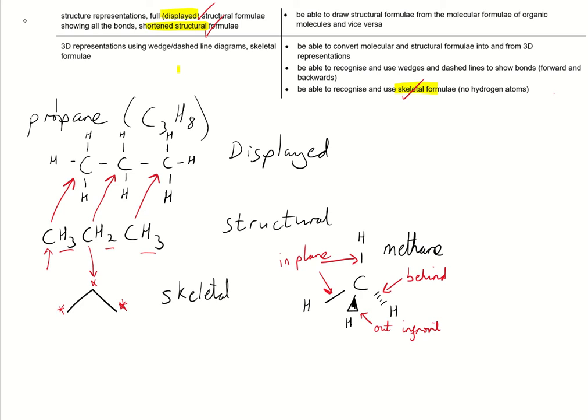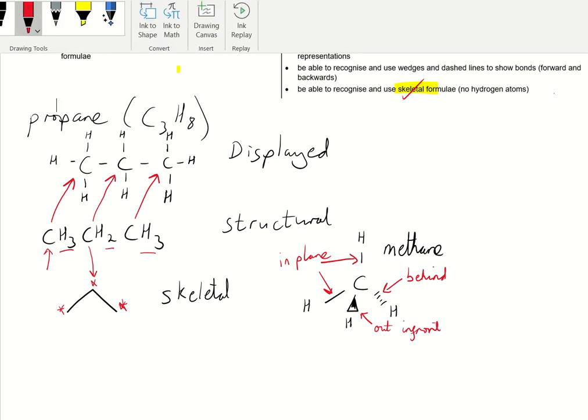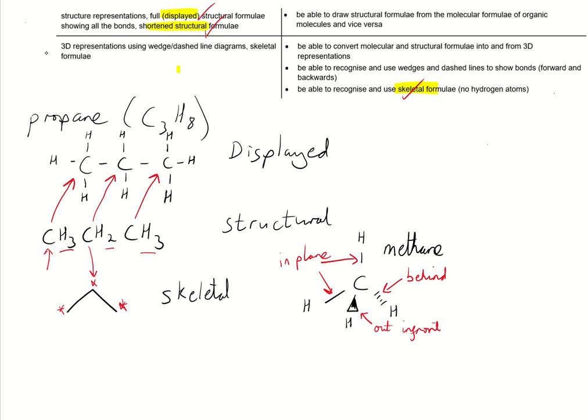So it would be a little bit trickier with something like propane, a bit bigger, but the general principle is the same. As long as you've got each carbon with two things in plane, one behind, one out in front drawn with it, and that's all it's after. And that's it for the 3D representation.